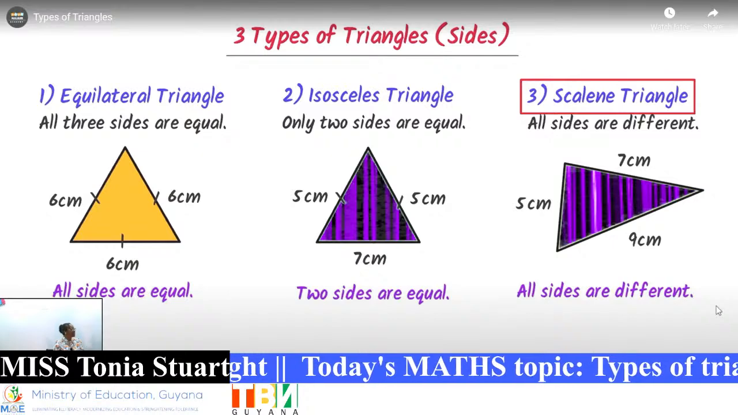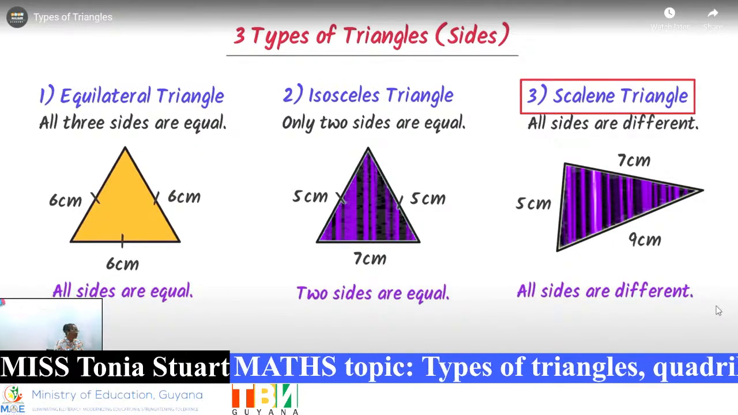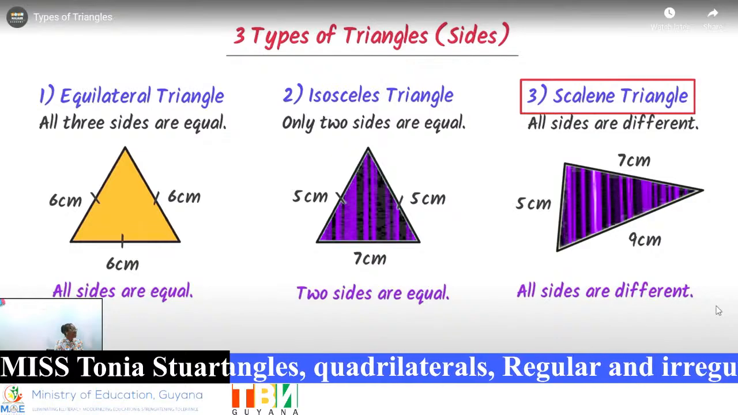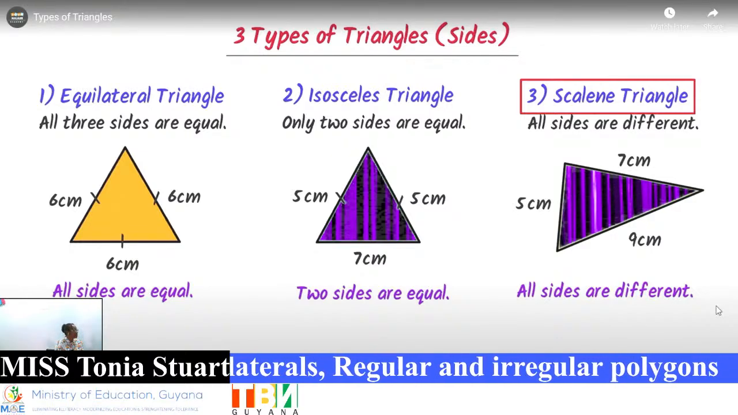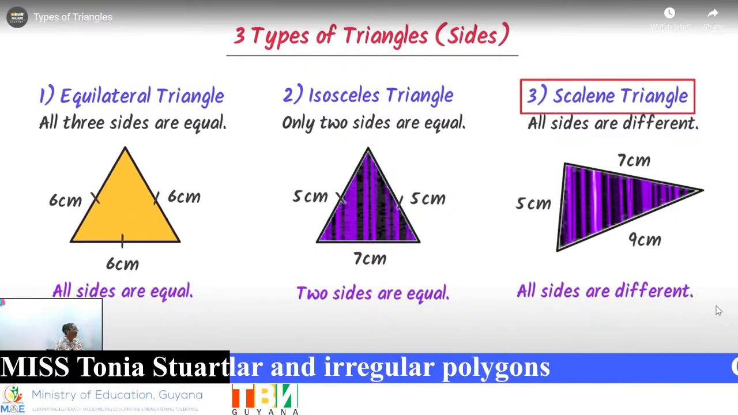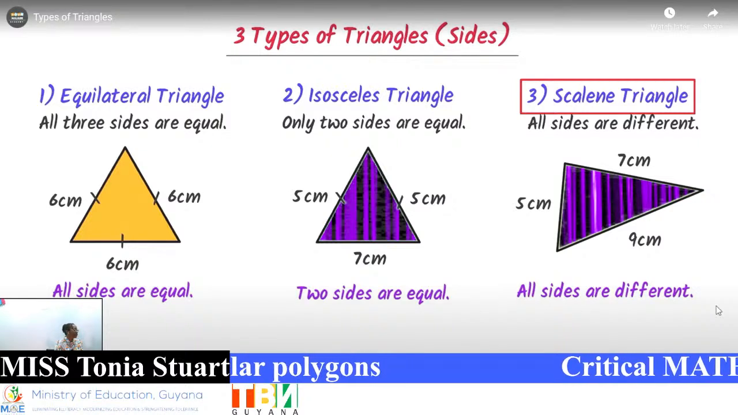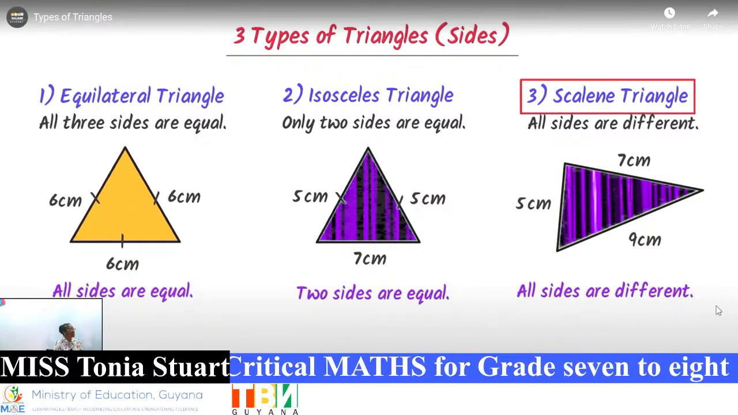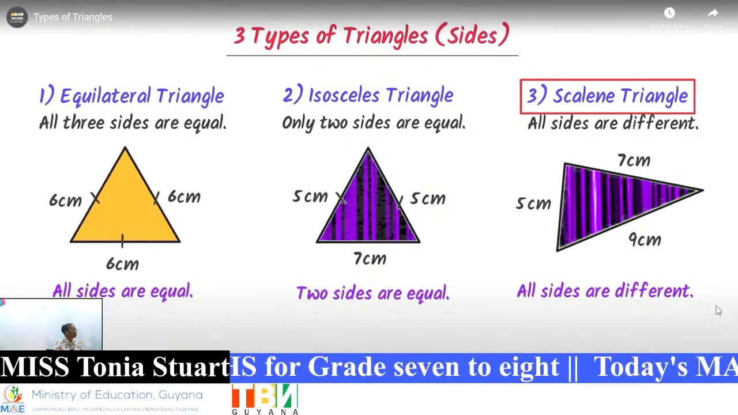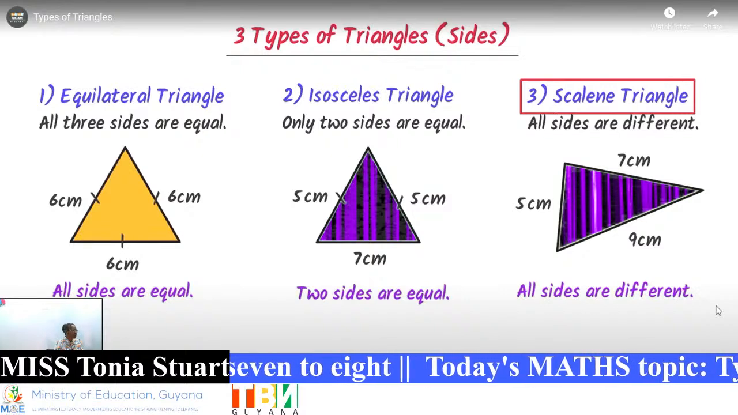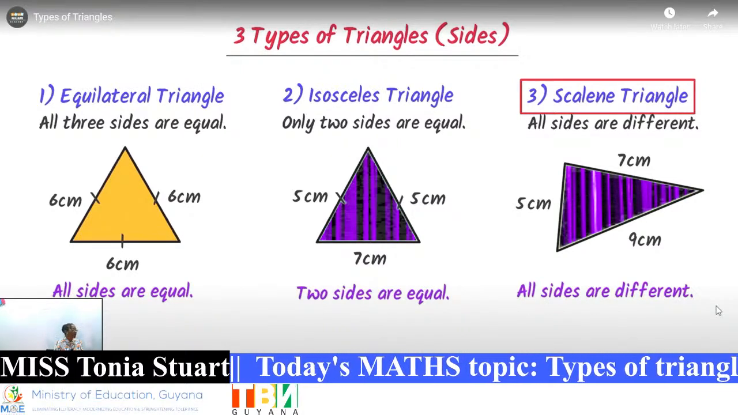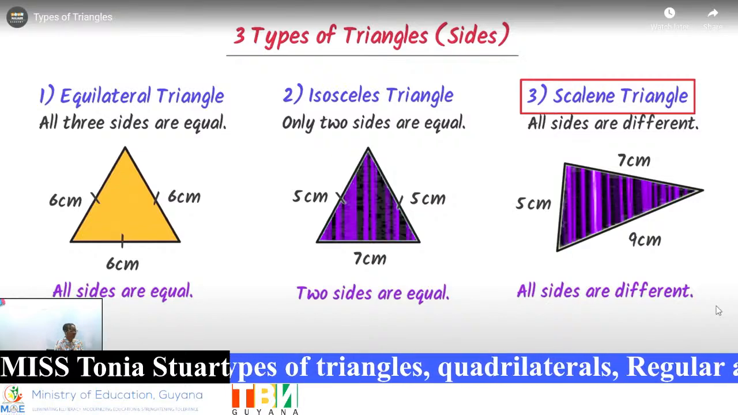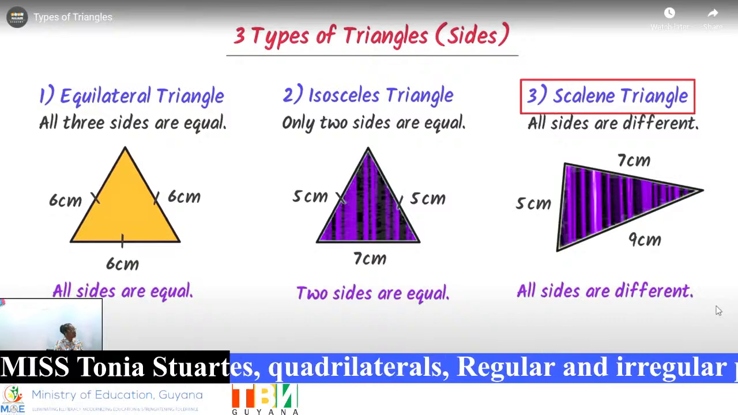So let's take a look at the three types of triangles depending on their sides. We have the equilateral triangle, where all three sides are equal. Whatever length is one side, all three of the sides will be the same length. So that is why we call it equilateral triangle. Then we have the isosceles triangle. Only two sides are equal. So you will always have two sides equal and the other side will not be equal to the first two. We have also the scalene triangle. All sides are different. No side would be equal to another side.